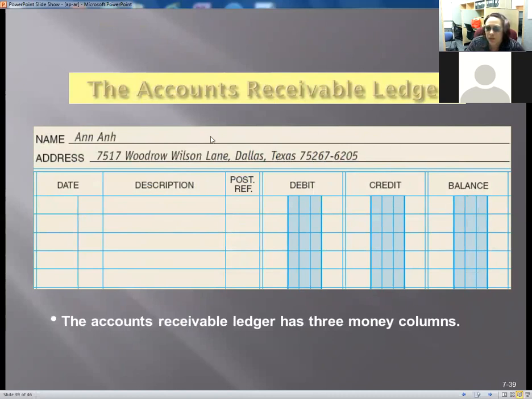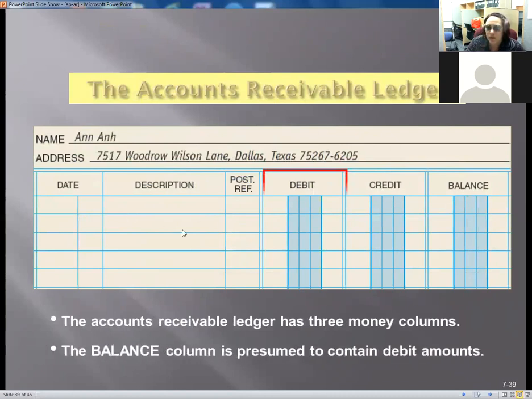Here is your accounts receivable ledger. And this is just the description. You've got your debit, your credit, and your balance. So anything that comes in, you want to debit. Anything that is paid for, you want to credit. And then you balance it. You balance it after every single transaction. You always balance it after every single transaction. This goes for any ledger, any journal.